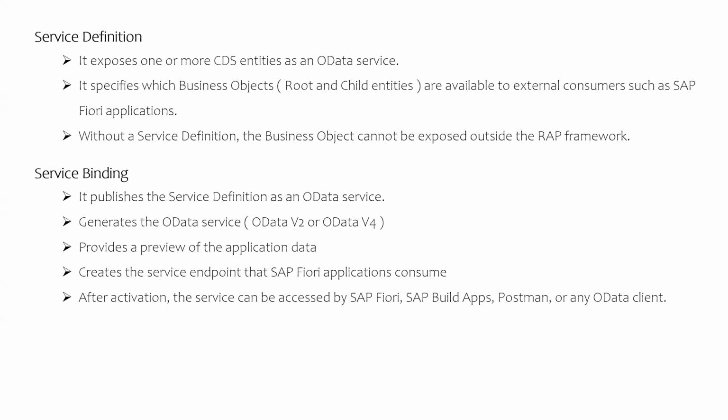Service binding is used to publish our business object as a data service, either OData V2 or V4. Once we publish this service binding, it will be available to the consumers. It will also provide the preview of our application data without deploying to the front end. Without deploying to the BTP, we can see our application preview in the service binding step itself.